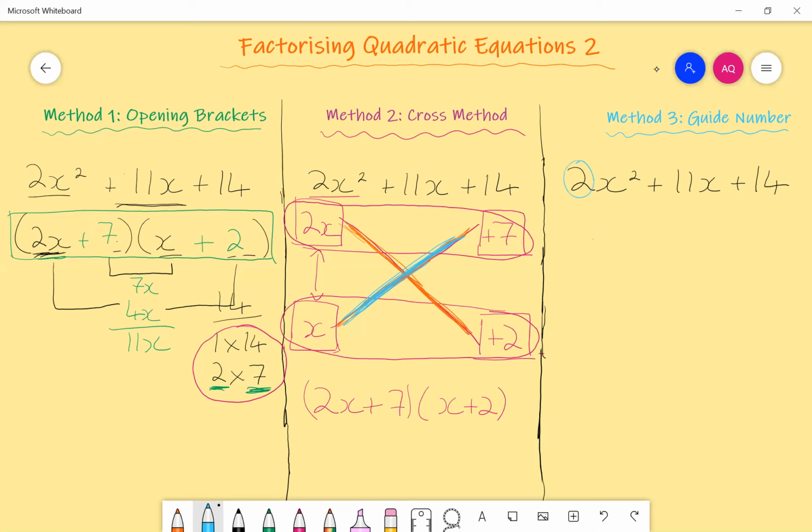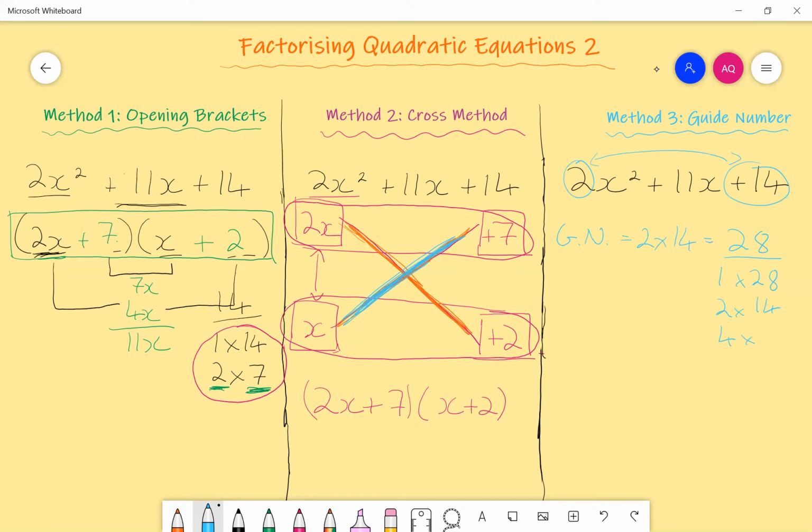So our guide number will be the first number times the last number. GN, guide number, is equal to 2 times 14, which is equal to 28. This is the only thing that's a little trickier, is you just have to look at factors of a bigger number. Now, there is a bit of grouping as we go on as well, but let's just have a look.